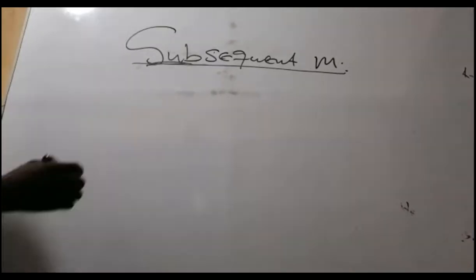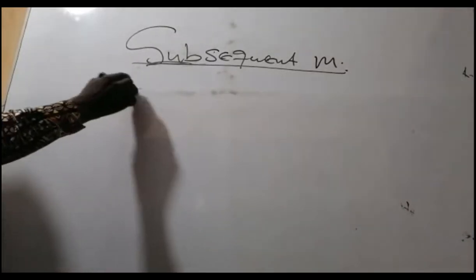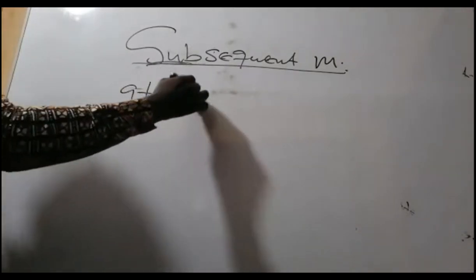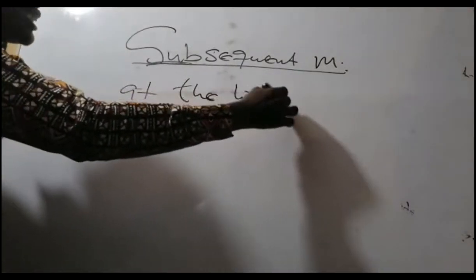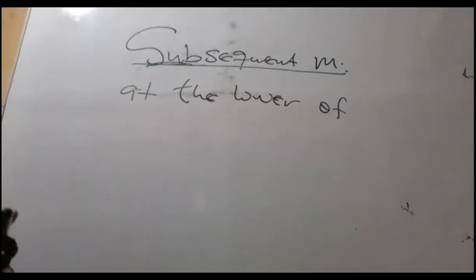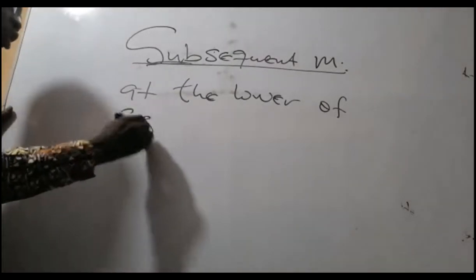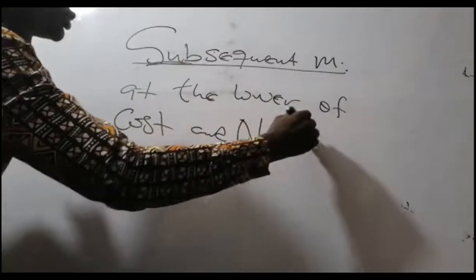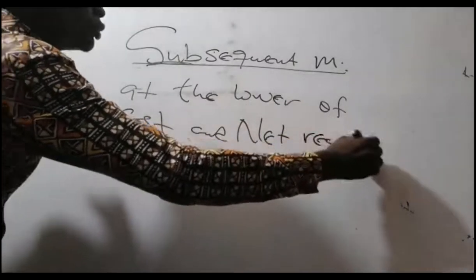So that's good. Now, if you don't understand anything in inventory, not the subsequent measurement, here there is a rule. The rule says that subsequently, inventory must be measured at the lower. At the lower of what? You compare two items and you choose the lowest one. At the lower of cost and net realizable value.